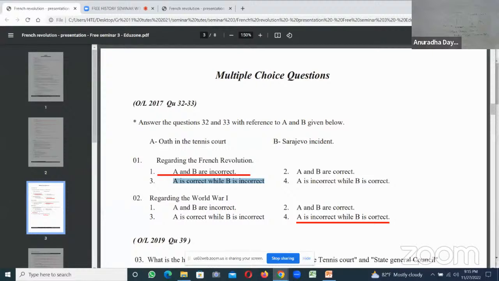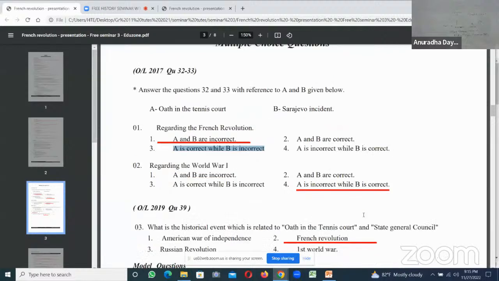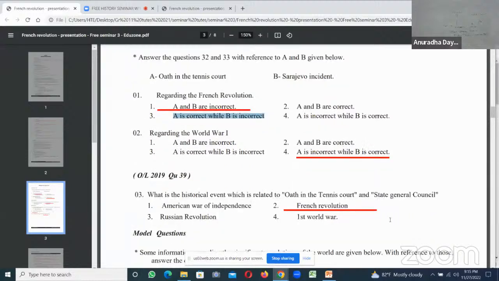So a few MCQs have been given from this French Revolution. In 2017, 2 questions have been given. 2019 question: What is the historical event which is related to the oath in the tennis court? Now that's why I told you to highlight. The oath in the tennis court is related to the French Revolution. Now, this is a model question.